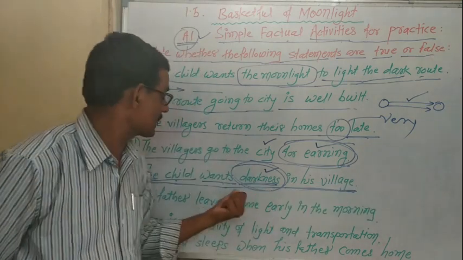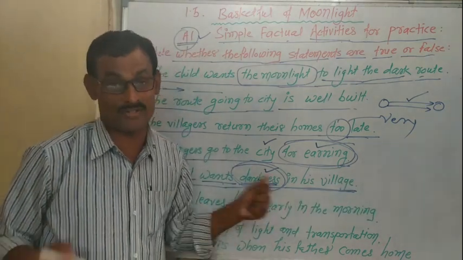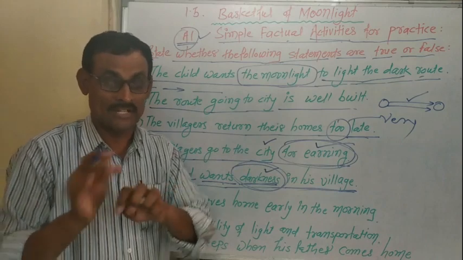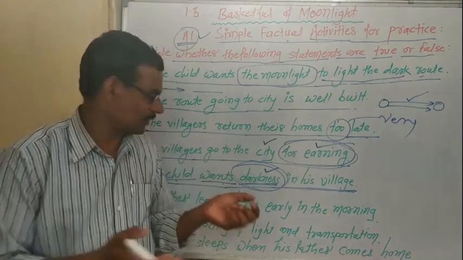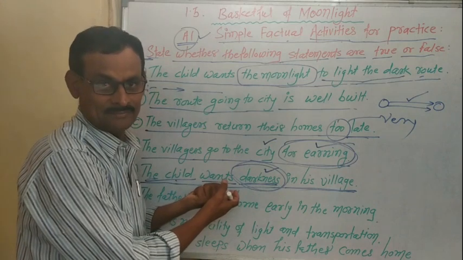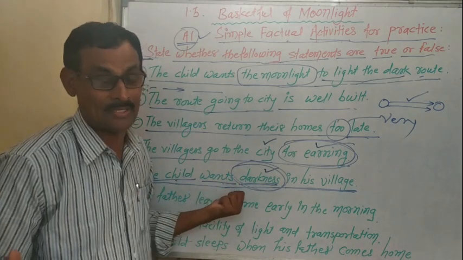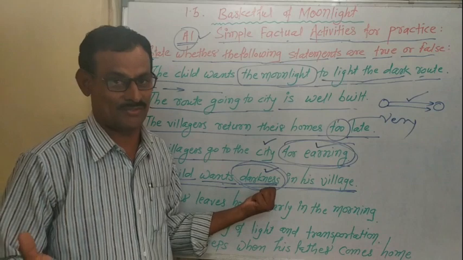Here the statement says that the child wants darkness. He does not want any light in his village. That is what the statement says. Now decide yourself whether the statement is true or false. Next one.